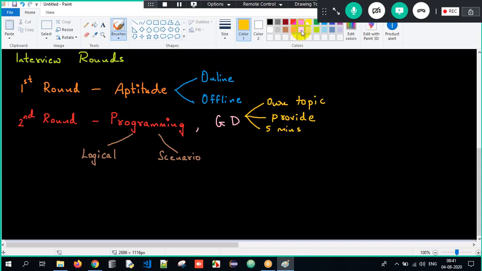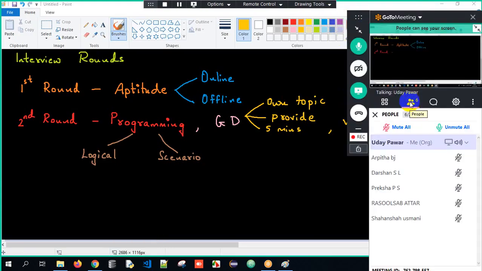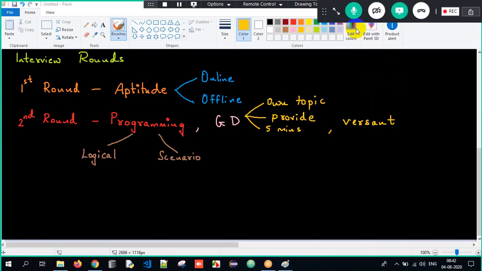And we generally call this round also Versant round. Sir, what is this Versant round, sir? Telephonic round. You call your girlfriend, boyfriend and talk, no? Similarly, Versant round is nothing but telephonic round. They'll call you through phone. Through phone you are supposed to communicate and get to know about it.